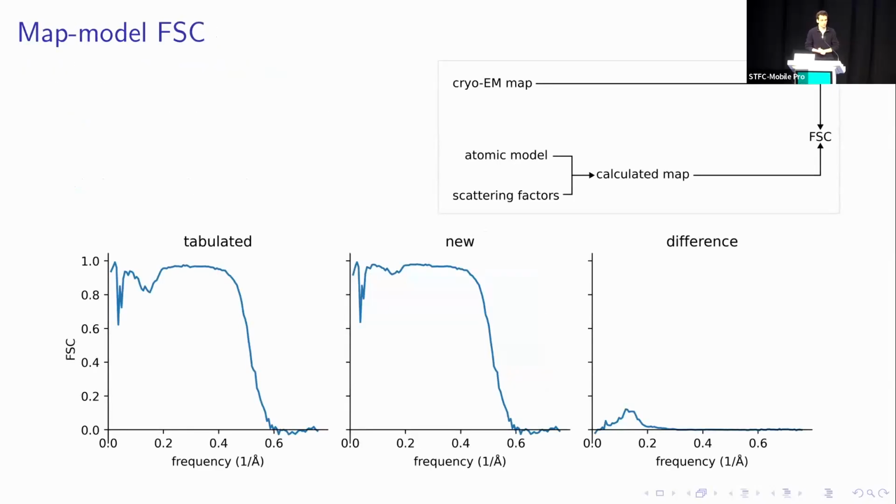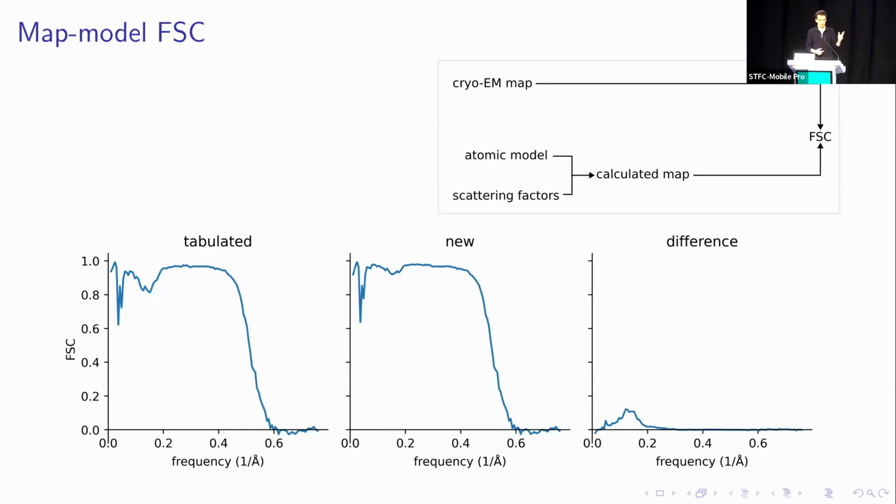The metric I'm going to use for these results is the map-model FSC. So the way this works is we take a cryo-EM map from the test set. And on the other hand, we take an atomic model that's been refined into this cryo-EM map, and we take a set of scattering factors that's been calculated using one of the training sets. And we use that to calculate a map, a simulated map, if you like. And then we calculate the FSC between our observed map and the calculated map.